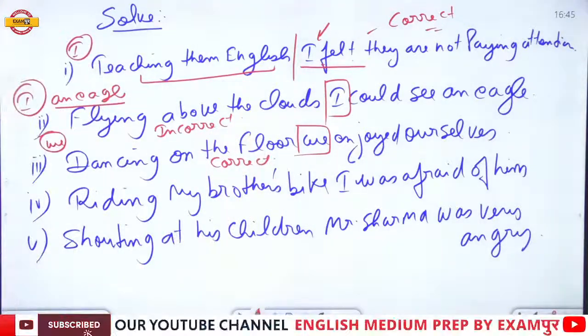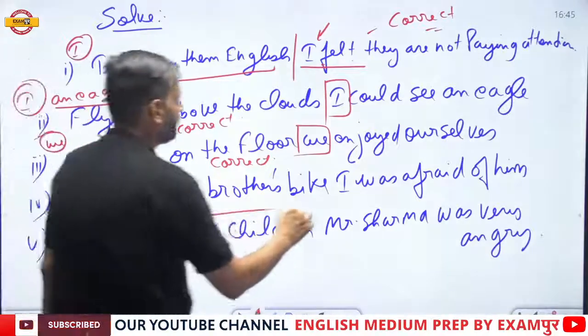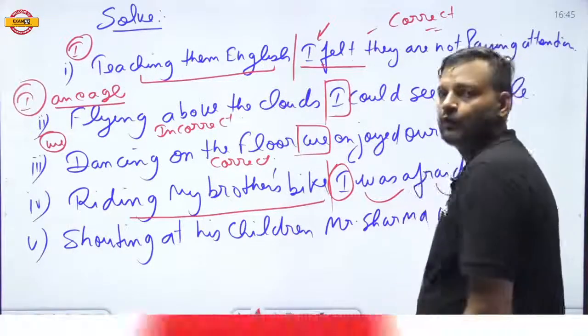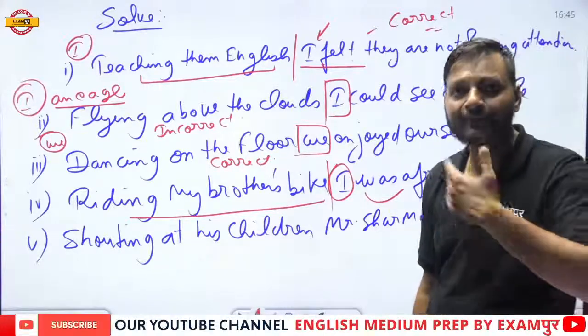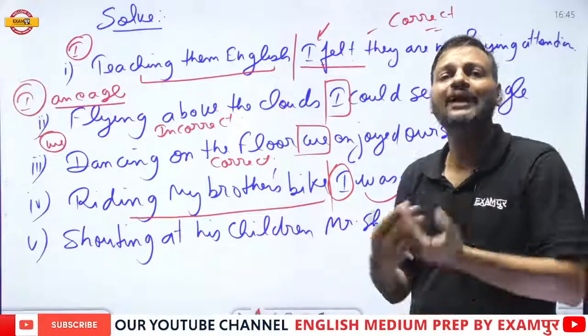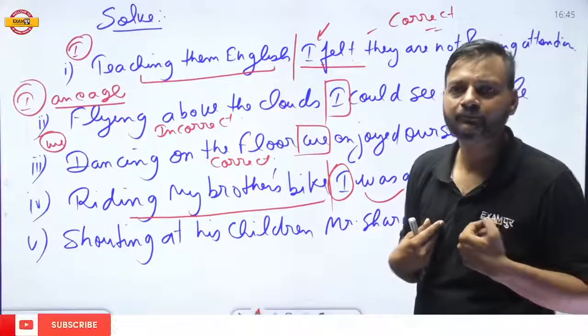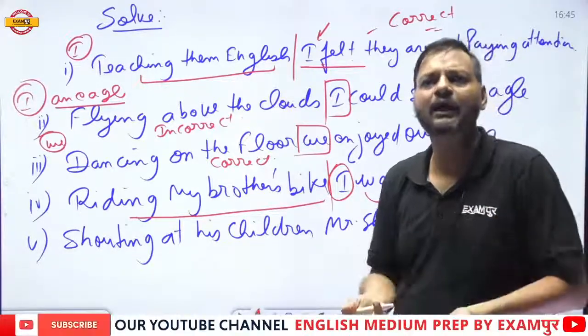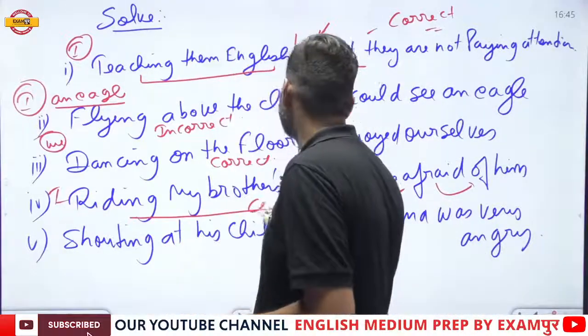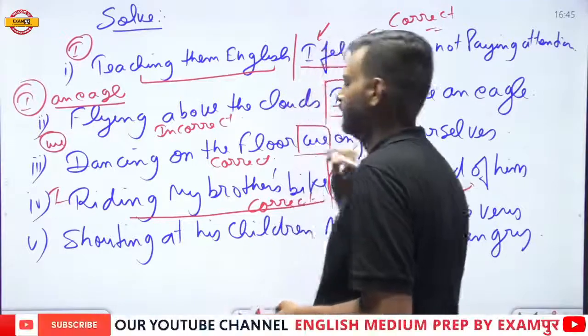Now fourth sentence, riding my brother's bike, I was afraid of him. Who is afraid? I am afraid of him. If I am afraid of my brother, then who is riding the bike? Definitely I. If I am riding, then only I am afraid of him. So here the subjects are the same, it means this sentence is also correct.